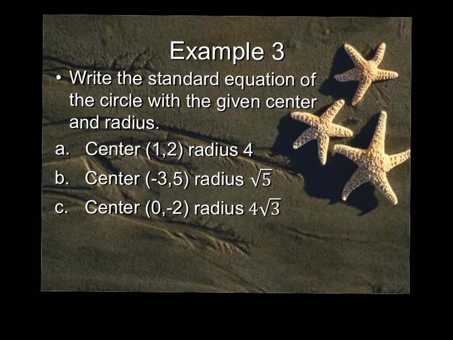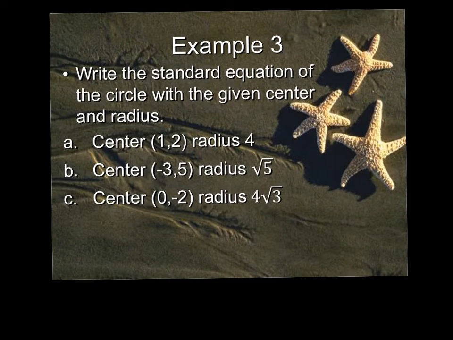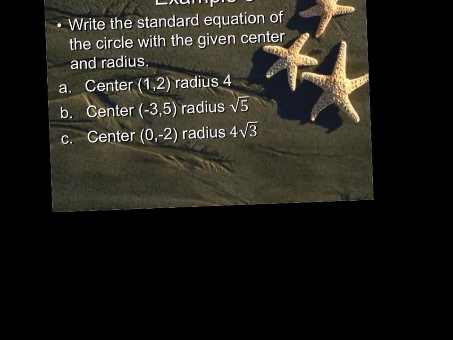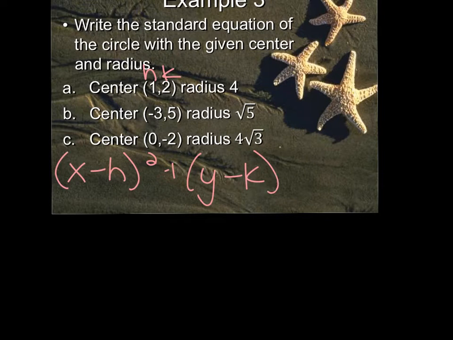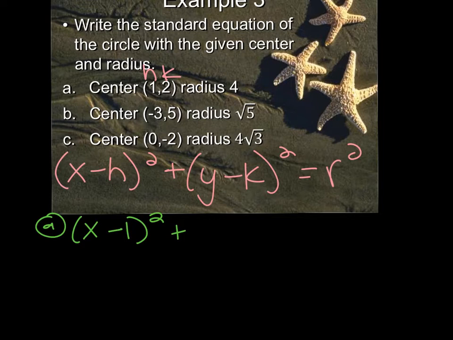So same type of question. What's different here is that the center is now moved. It says write the standard equation of a circle with a given center and radius. So for the first one, if this is my h and this is my k, it's x minus h squared plus y minus k squared equals the radius squared. Then A would be x minus 1 squared plus y minus 2 squared equals 4 squared, which is 16.